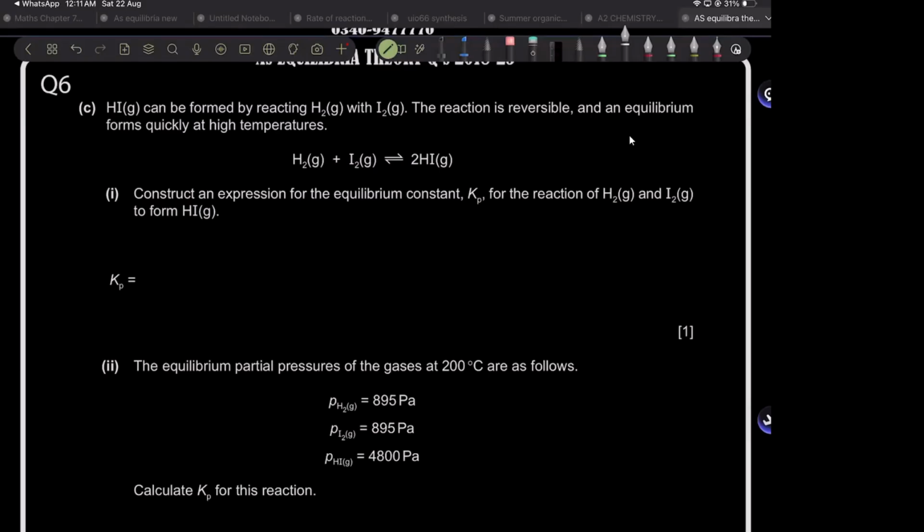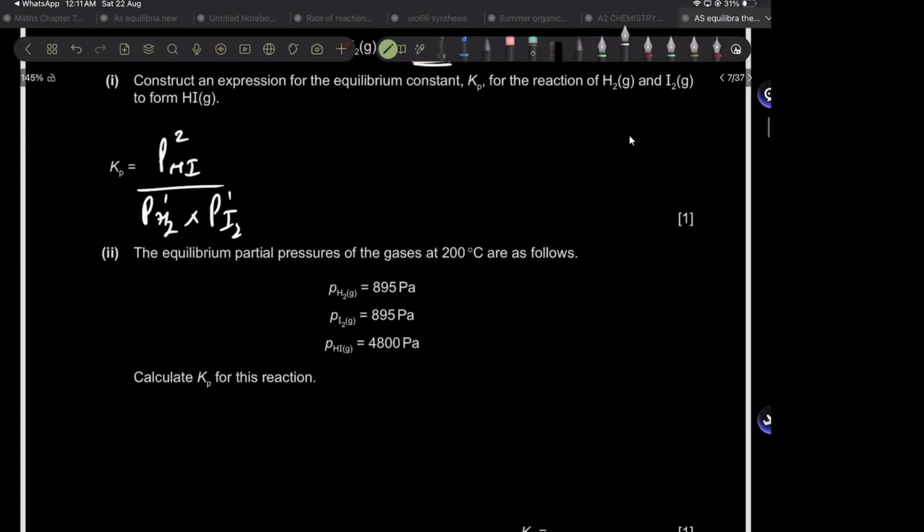So how do I do that? Kp is equal to the right hand side. On the right hand side, it's HI. So the partial pressure of HI to the power 2, over the partial pressure of H2 multiplied by the partial pressure of I2, to the power 1 and power 1. Right? This is the expression for Kp.